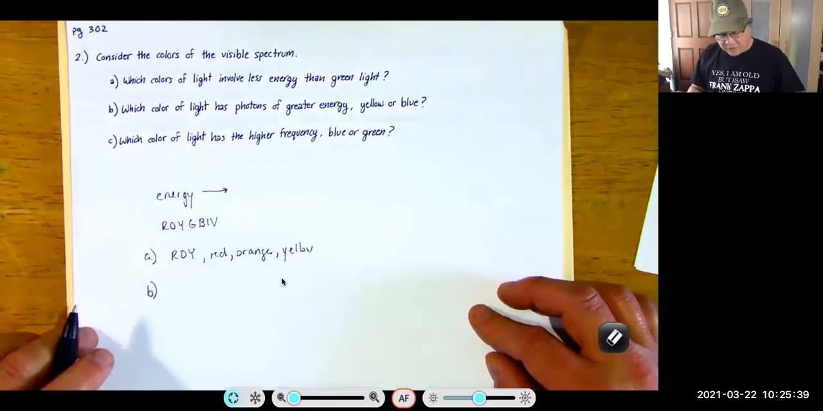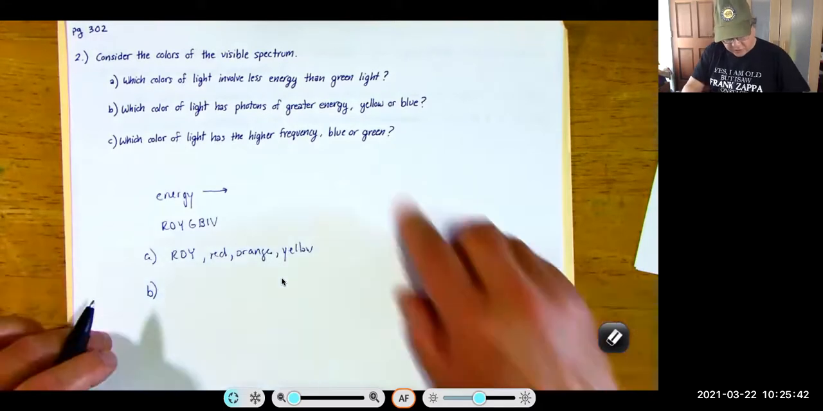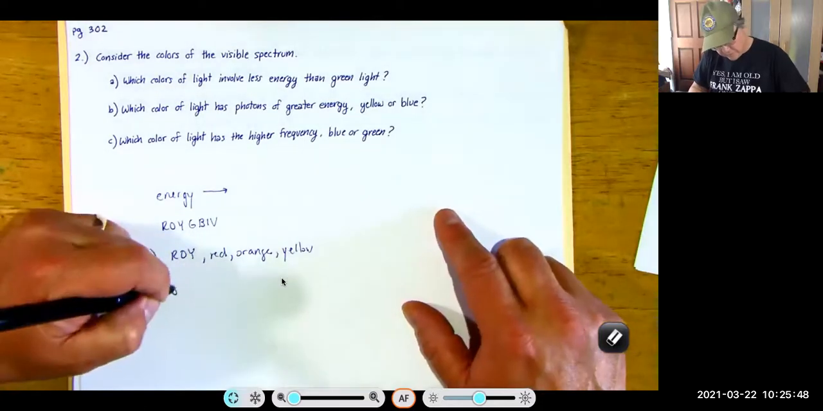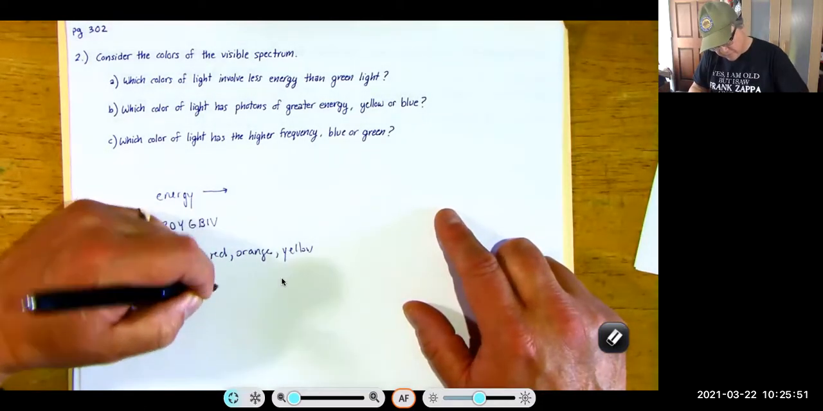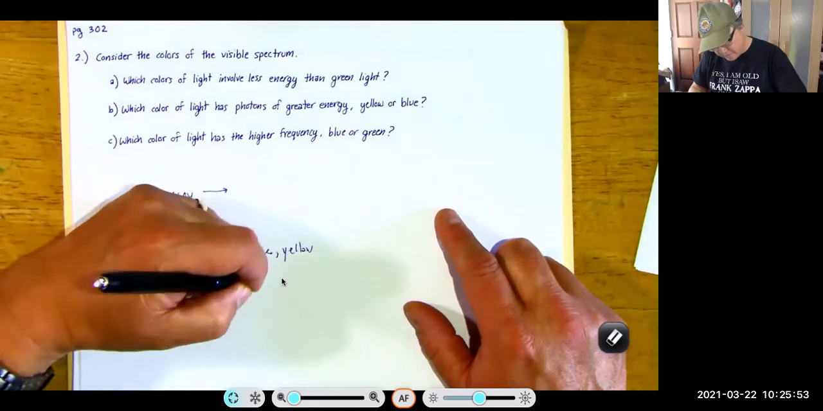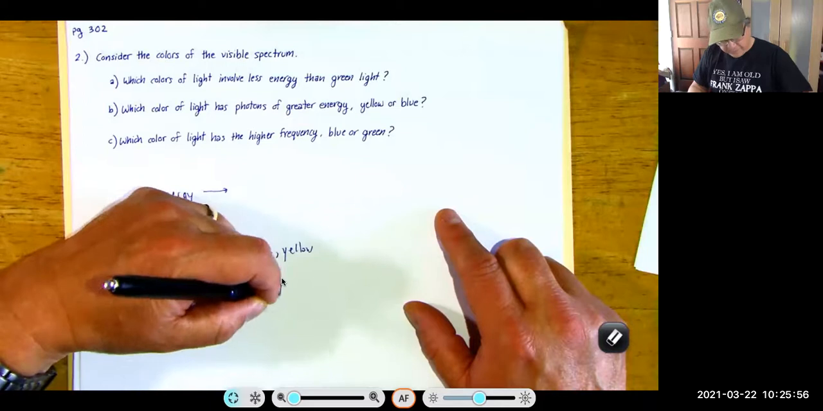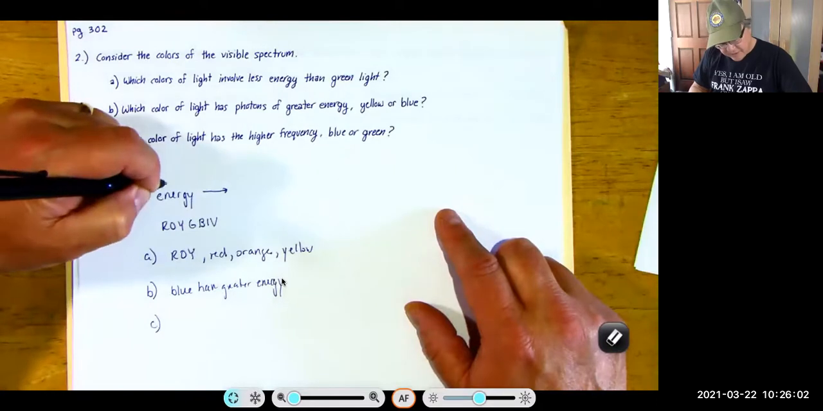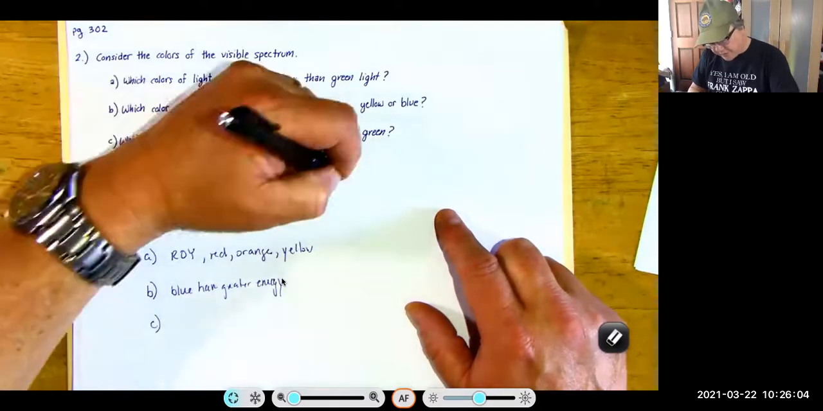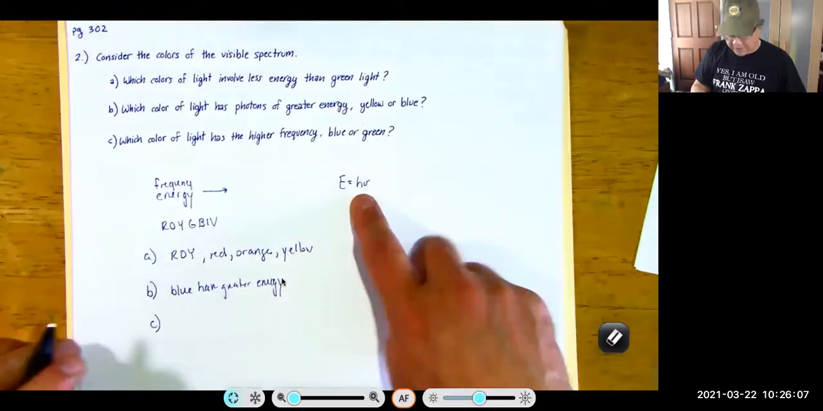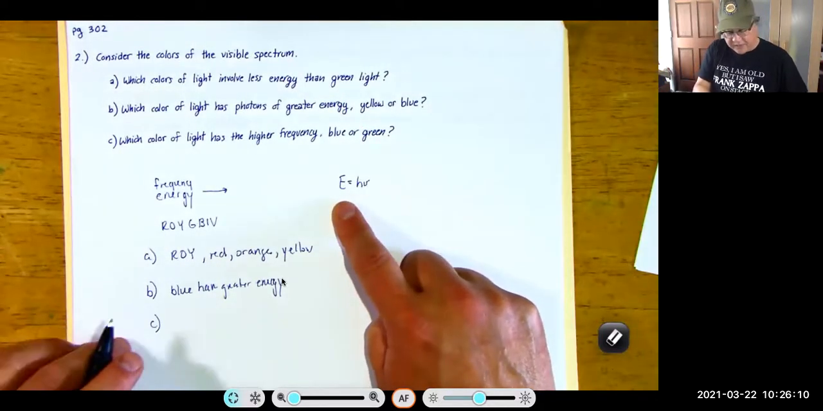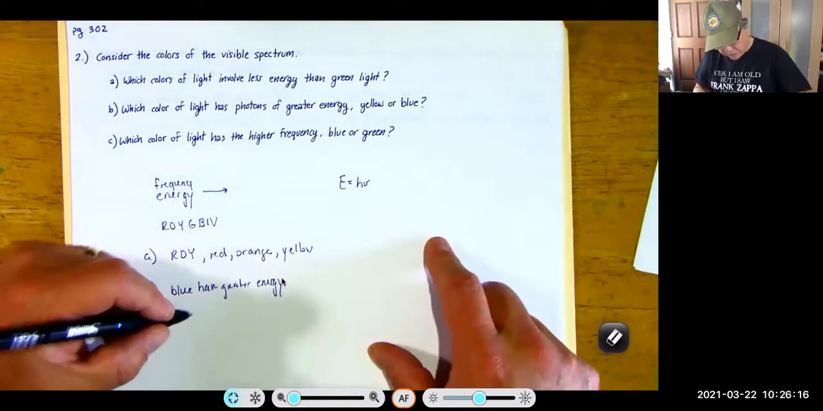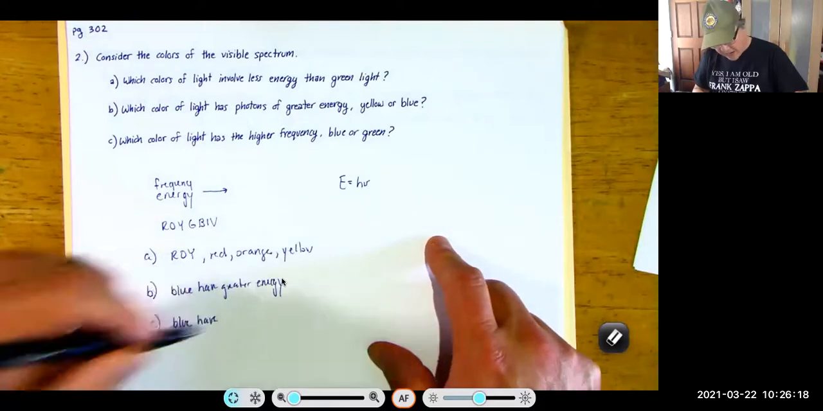Which color of light has photons of greater energy, yellow or blue? Well, here we can see that blue has greater energy. And which color has light of higher frequency? So frequency and energy match, because we can see that the greater the frequency, the greater the energy. So which color of light has higher frequency, blue or green? You can see that blue has a higher frequency.